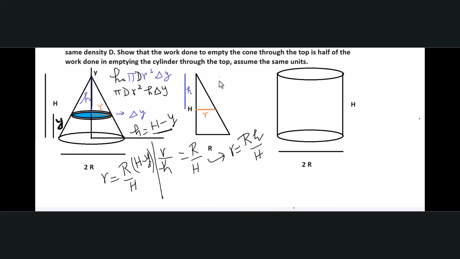So now we simply have to integrate. We are integrating with respect to y from 0 to capital H. Let's just put pi and d outside here. So we got r squared h dy. Now remember that this h is capital H minus y, where capital H is fixed and r is this quantity. So let's just go to scientific notebook and figure it out there.